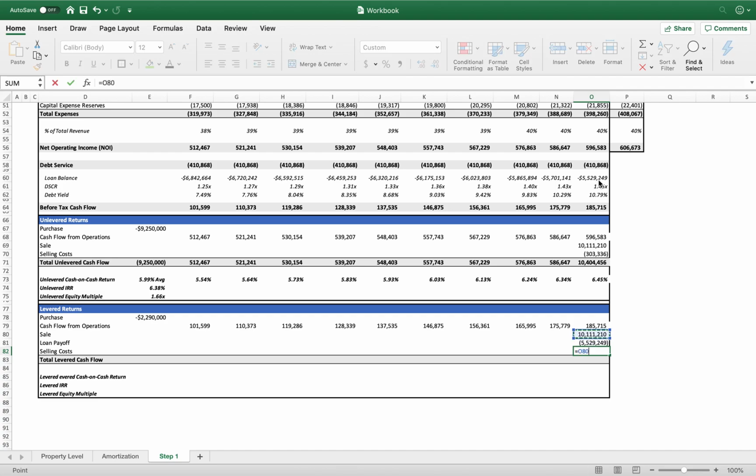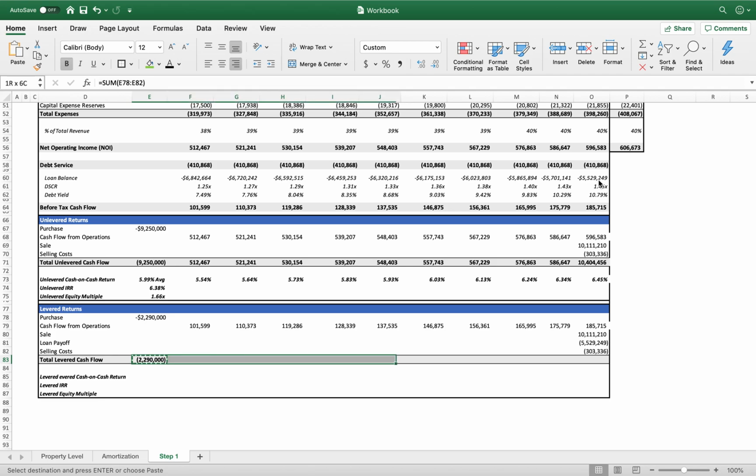Sales costs, once again, will be the same. We'll link that above. And our total levered cash flow is going to be same as above. It's going to be the sum of all of those outflows and inflows.